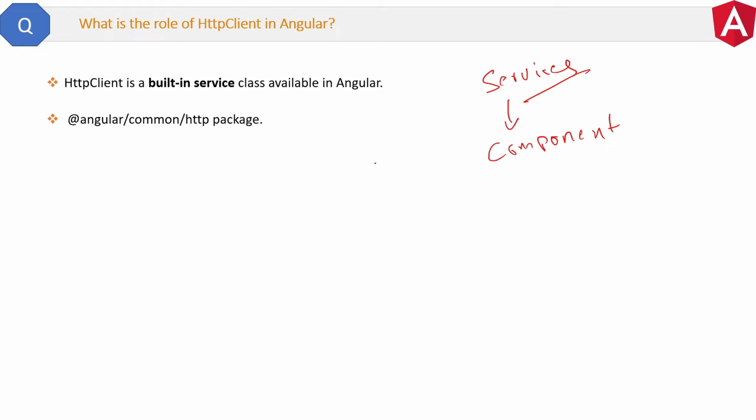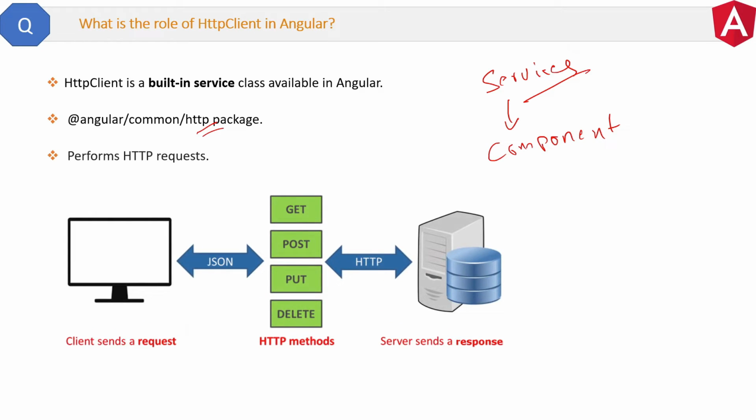HTTP client service is present inside this package. And now the most important thing, what this service does. Very simple, it performs HTTP requests. Here are the methods this service uses for getting and posting data from the web API. But we are not going into the detail of all of these methods. We will only use the get method here because it is used with observables to get the data.